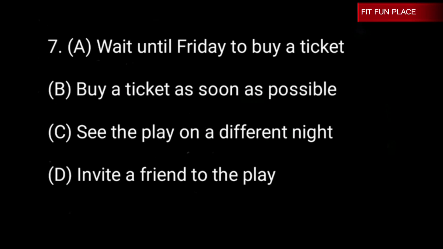Number 7. I was thinking about going to the opening performance of the new play Friday night. You'd better do more than think about it if you're serious. There might not be any tickets left by then. What does the man suggest the woman do?